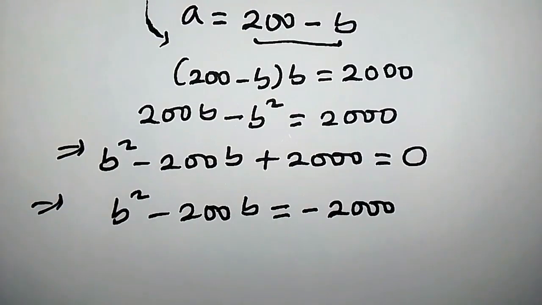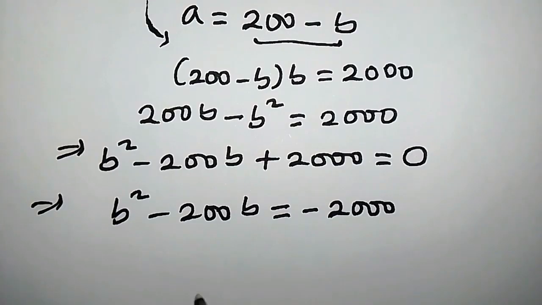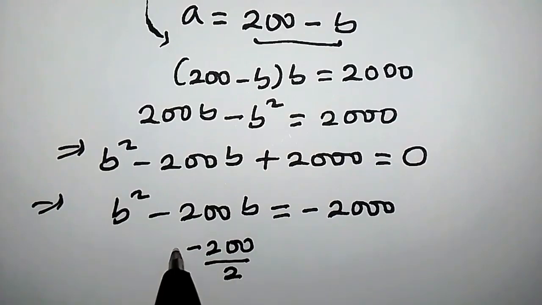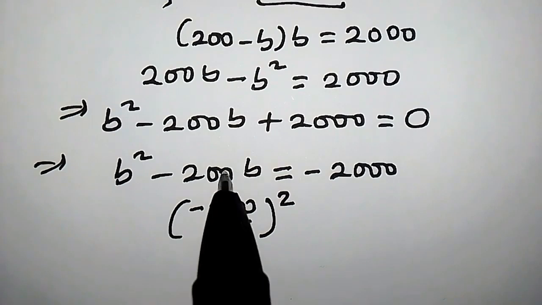The next thing we are going to do now is to add half of the coefficient of B and at the same time square it to both sides. What is the coefficient of B? The coefficient of B is minus 200. We divide it by 2 and at the same time square it. This is what we are going to add to both sides.